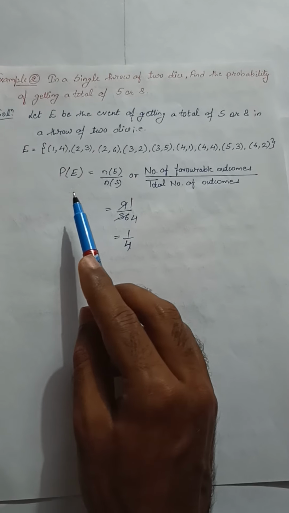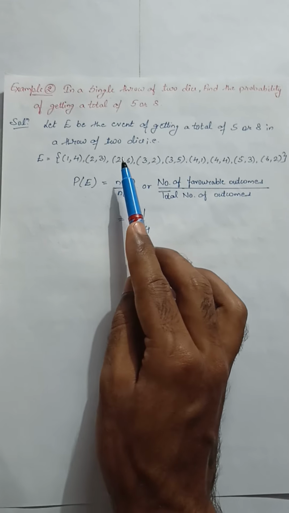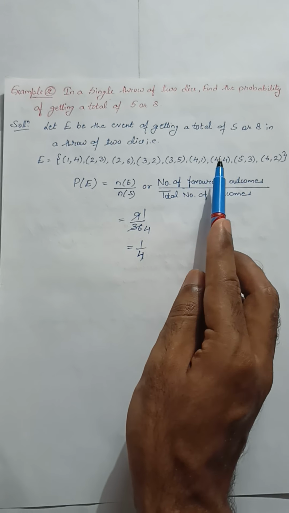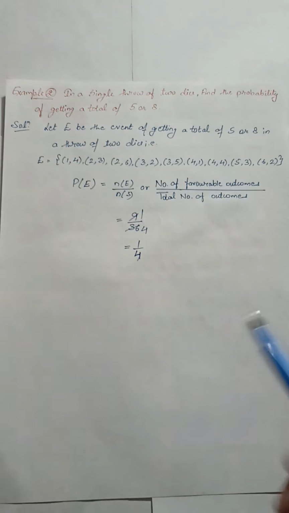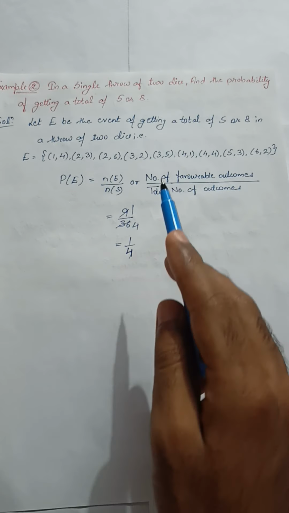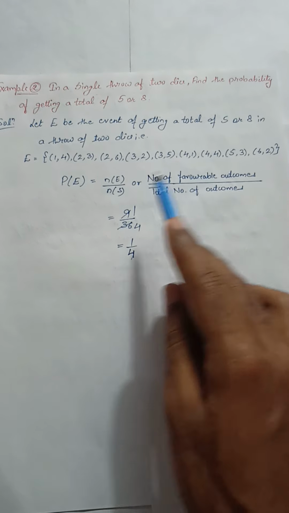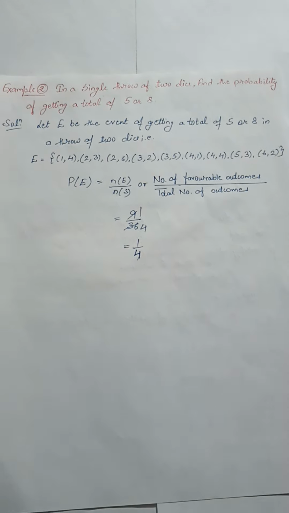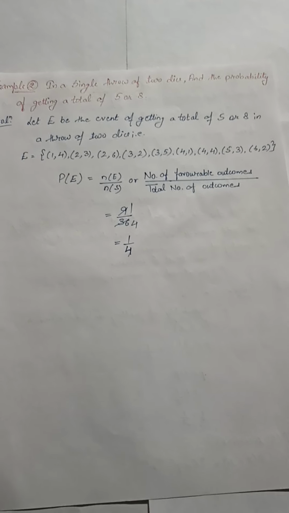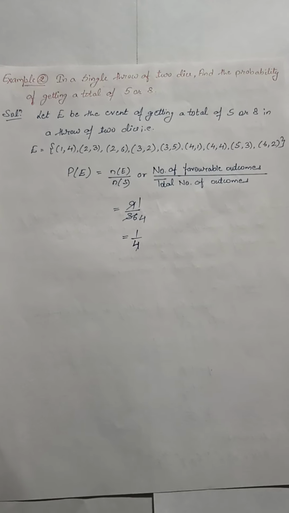These are the outcomes which give us a sum of either 5 or 8: 1 comma 4, 2 comma 3, 2 comma 6, 3 comma 2, 3 comma 5, 4 comma 1, 4 comma 4, 5 comma 3 and 6 comma 2. These 9 possible outcomes give us either sum 5 or 8. So the probability of this event is the number of favorable outcomes upon the total number of outcomes. Favorable outcomes are 9. Total outcomes in 2 throws of a die are 36. So 9 upon 36 gives you 1 upon 4. So our required answer is 1 upon 4, that is equal to 0.25.